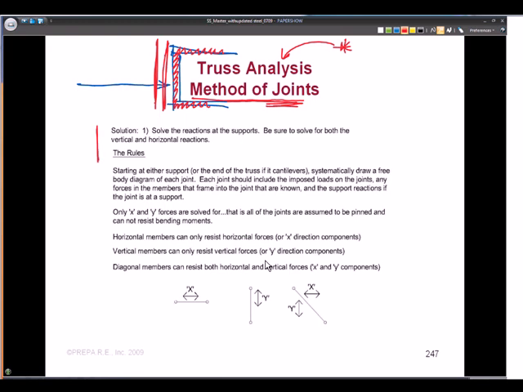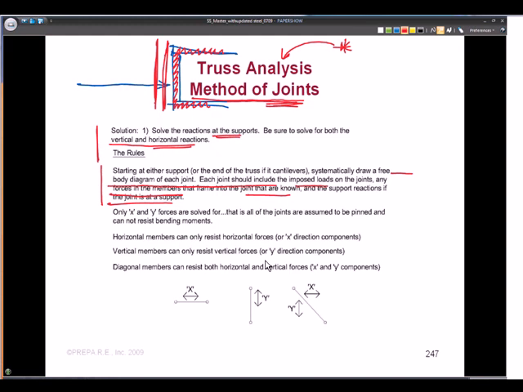With this, it's solve for the reactions and supports. And you can see we've been doing that the past couple of days. That's where we started yesterday. Be sure to solve for both the vertical and horizontal reactions. Starting at either support or the end of the truss if it cantilevers, systematically draw free body diagrams of each joint to include the imposed loads, any forces on the members that frame into the joint that are known, and the support reactions, if the joint is at a support.